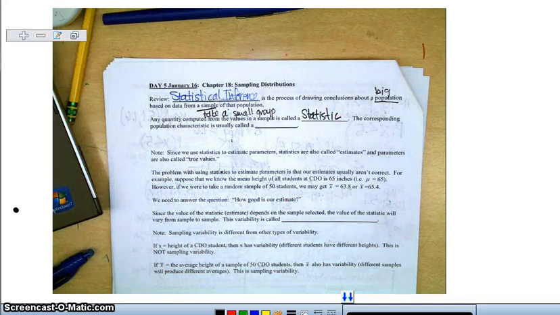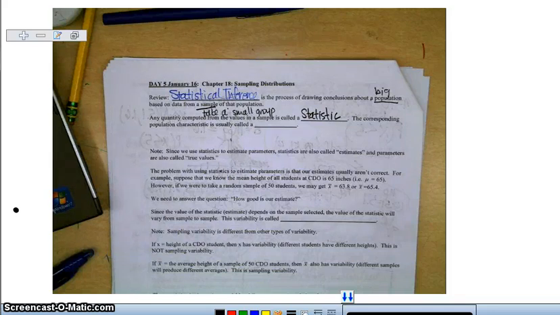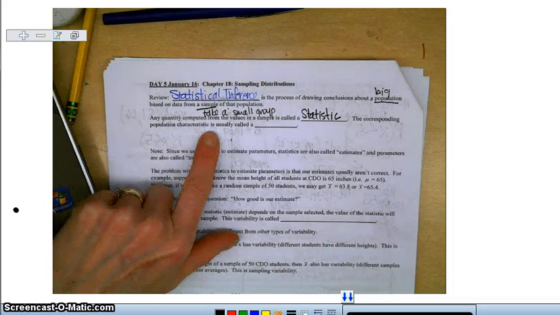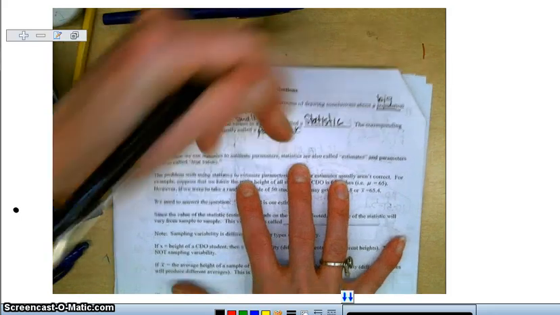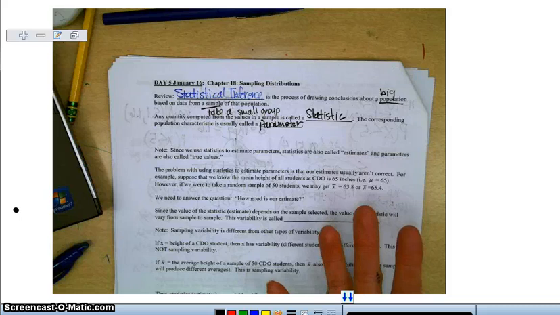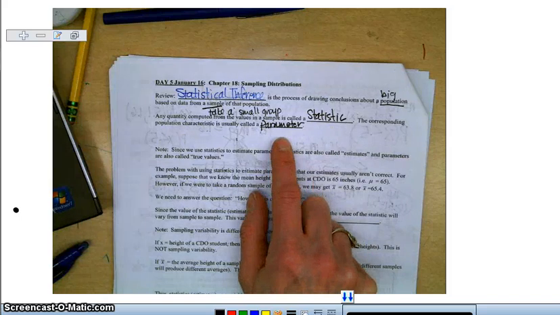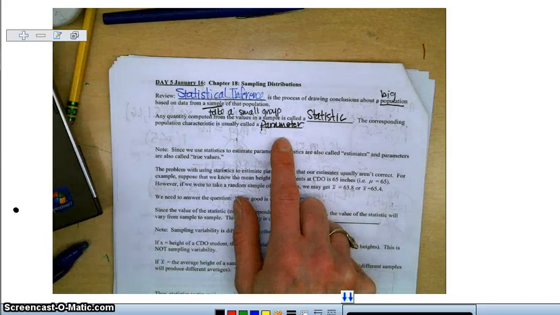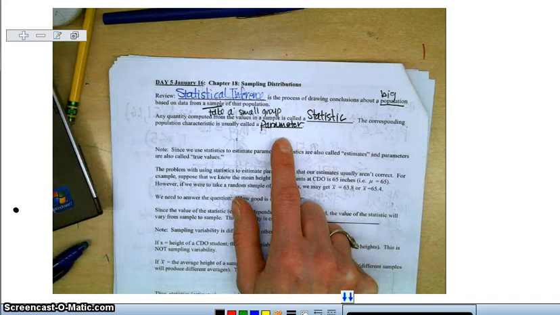The whole mathematical branch of statistics is all based on gathering samples. The corresponding population characteristic is usually called a parameter. We gather information. We take a survey of East High students to find out who has a driver's license or who doesn't. That is a statistic. The actual data from East High School's office, taking every student and seeing if they have a driver's license, that would be a parameter. Parameter comes from like a census, if it's even possible.